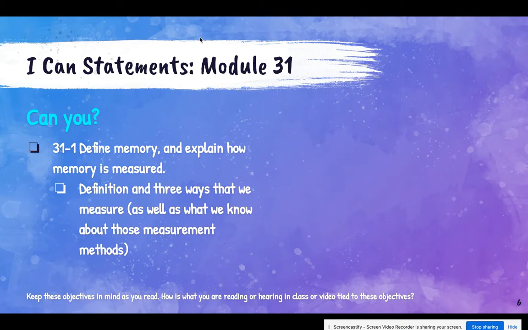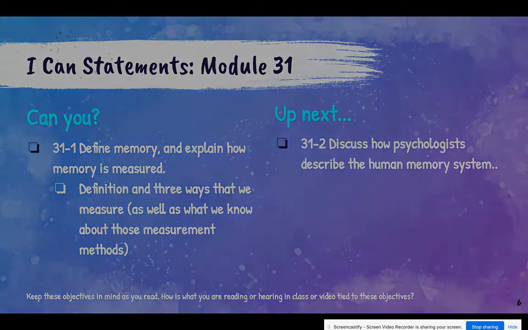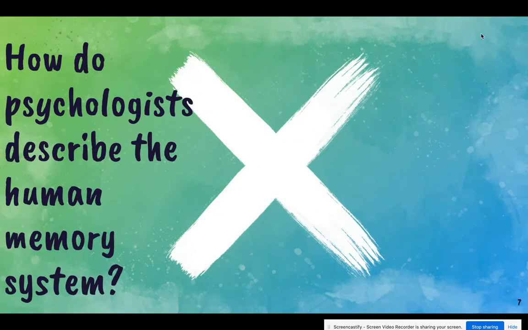So the I can statements for Module 31 that we're going to start with are define memory and explain how memory is measured. Can you do that? What you would include to answer that question would be not only the definition, but the three ways that we measure, as well as what we know about those measurement methods. Up next will be 31-2, where we discuss how psychologists describe the human memory system.